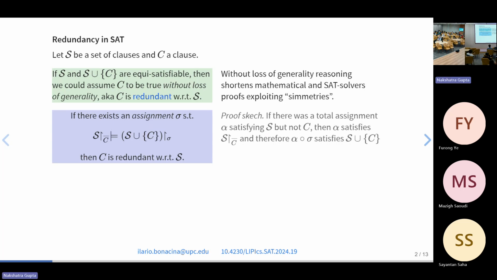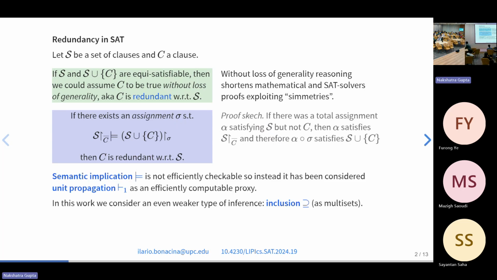So what is the interesting case to check? We need to check that S and S union C are equisatisfiable. If there was a total assignment alpha that was satisfying S but not C, then alpha was extending not C, and so alpha was satisfying the left-hand side restricted by C bar. By this semantic implication, alpha composed with sigma will satisfy S union C. So if we have this semantic property, then we are sure that the clause C is redundant. That one is satisfiable if and only if the other one is satisfiable. Yes, please interrupt me at any moment.